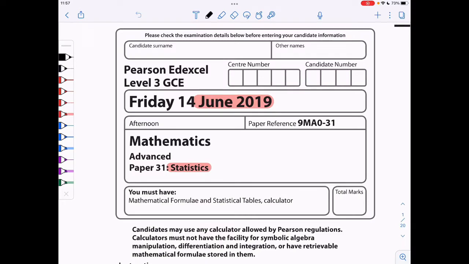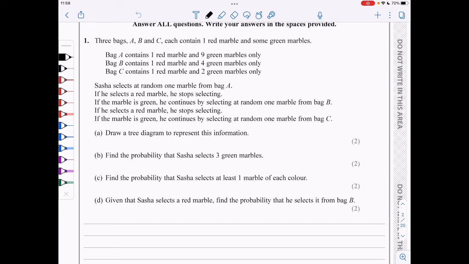Hi everyone, today we'll be looking at the June 2019 statistics paper. In question 1, we've got 3 bags A, B, C, each containing a red marble and some green marbles. Specifically, bag A contains 1 red and 9 green, B it's 1 and 4, and C is 1 and 2 respectively. Now Sasha selects a marble at random from A.